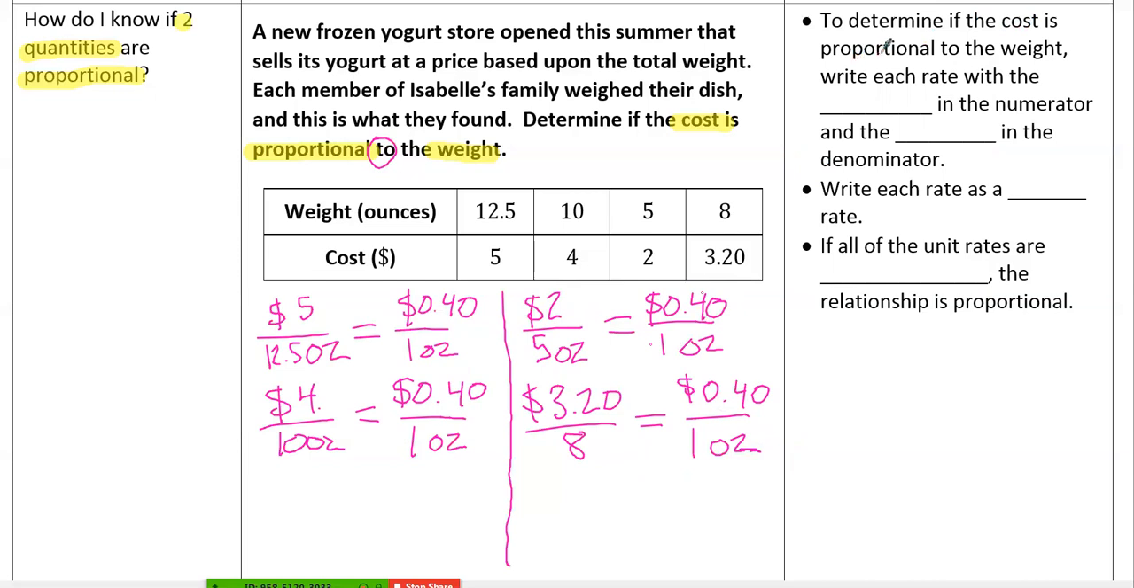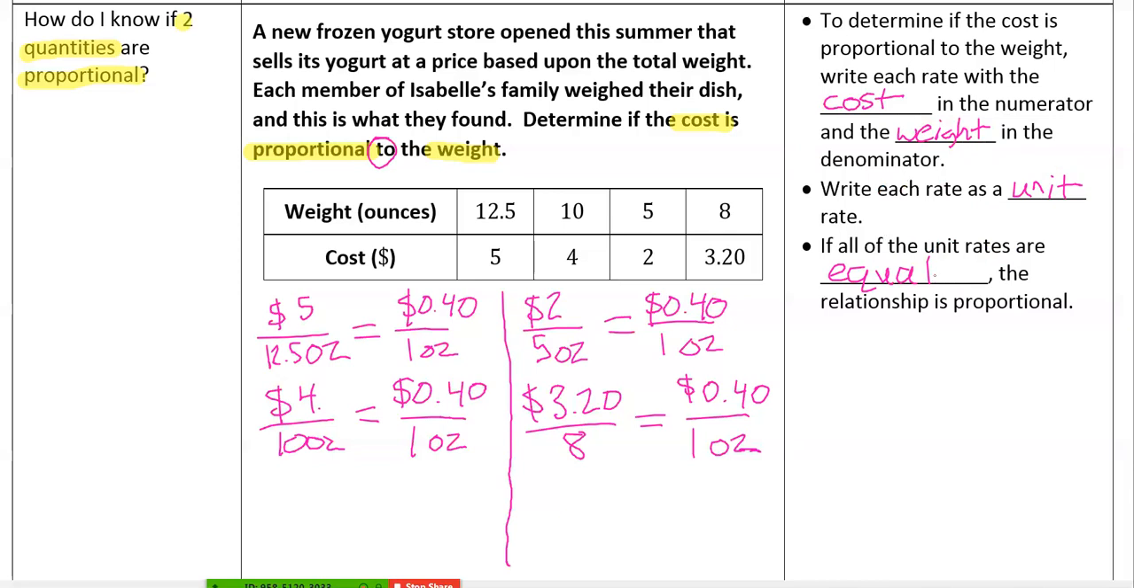To determine if the cost is proportional to the weight, write each rate with the cost in the numerator and the weight in the denominator. Okay, good. Write each rate as a unit rate. If all the unit rates are equal, the relationship is proportional, and they are.